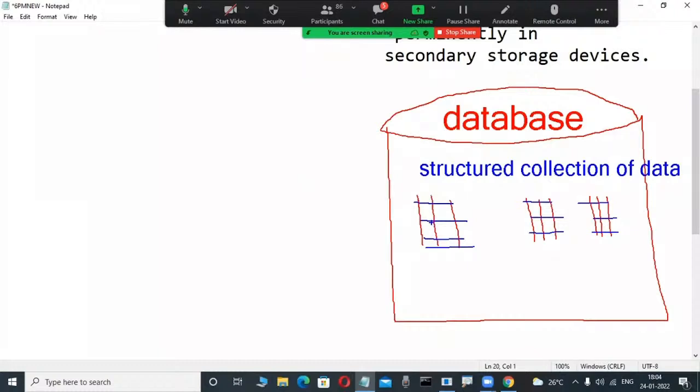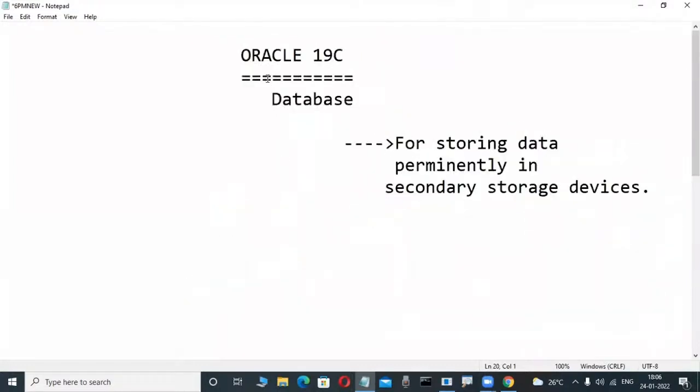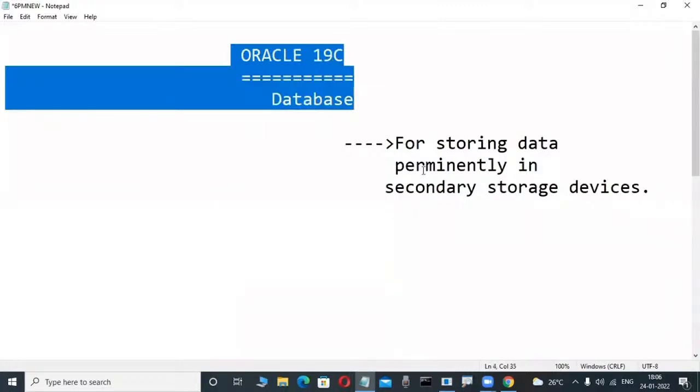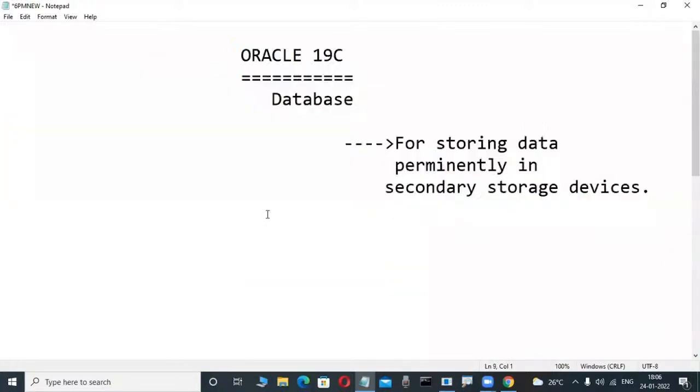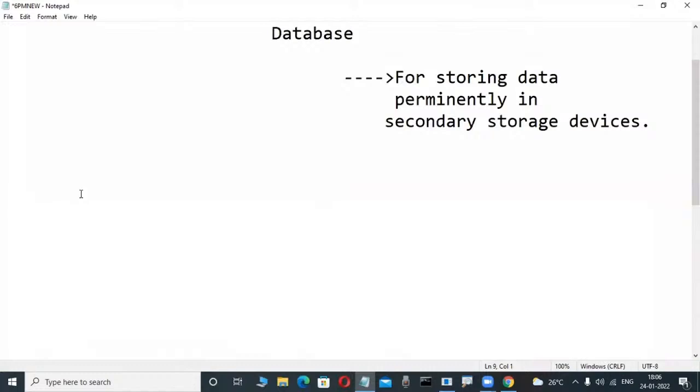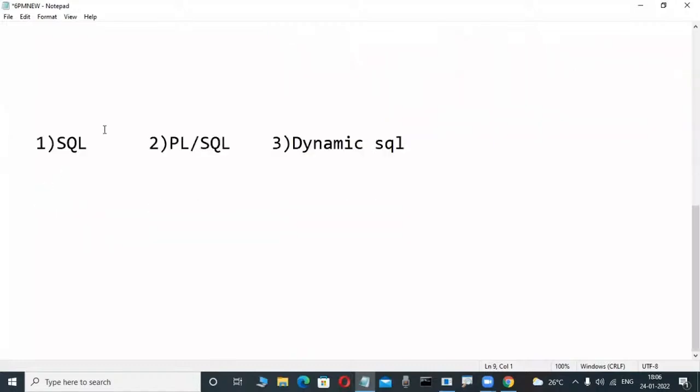Once a structured collection of data is there, for handling and operating this data, which language do we use? Very good. SQL, Structured Query Language. That's why these types of databases are implemented based on the relational data model. What is that today? I will tell you. These databases, that is Oracle, SQL Server, DB2, Sybase, MySQL, are all implemented based on the relational data model concept. For operating those data model products, we use SQL.